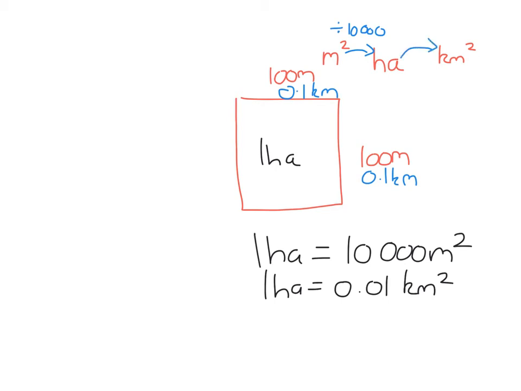So I just told you as well that there are 100 hectares in a kilometer squared. So we're once again dividing because we're going from a smaller unit to a larger unit. A kilometre squared is much bigger than a hectare. So to go the other way, if we were going from kilometres squared to hectares, we just times by 100. Hectares to metres squared, we times by 10,000. How easy is that?